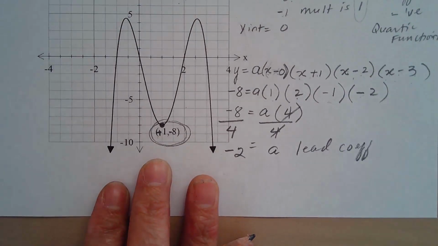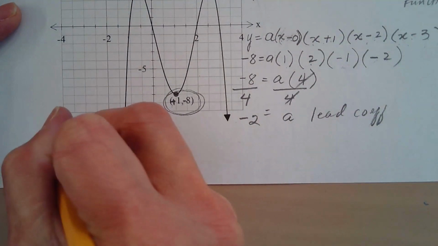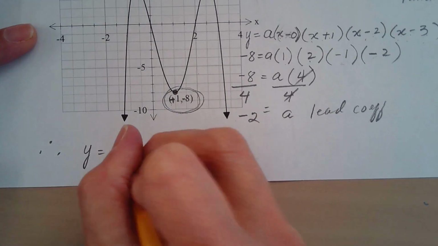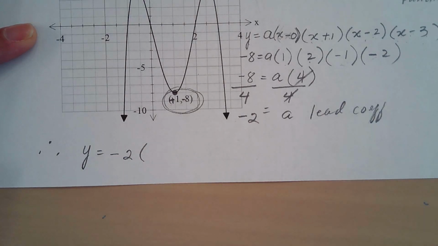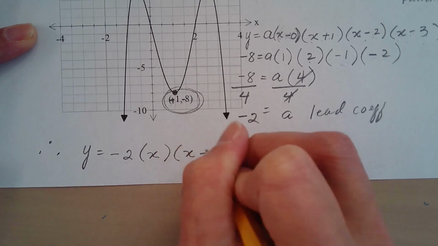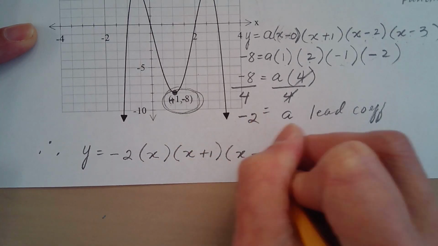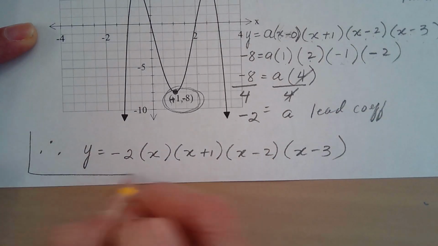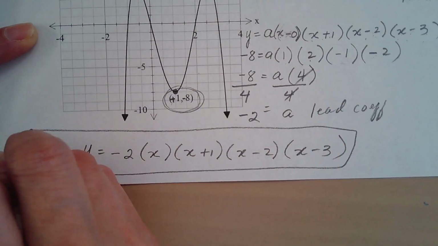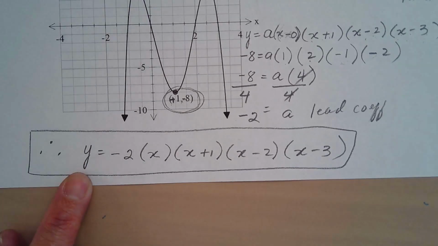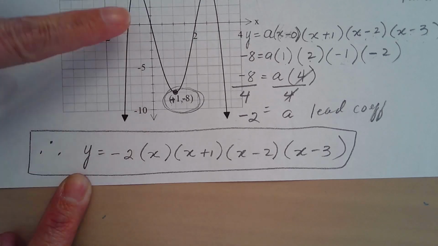Okay, so what's a polynomial function? Let's write it out. So therefore, y is equal to, lead coefficient is -2. What's the other ones? x times x plus 1 times x minus 2 times x minus 3. Okay, is that good? That's the function. This is the polynomial function that creates this graph.